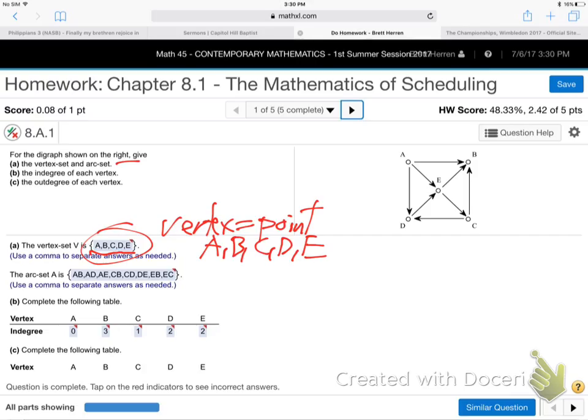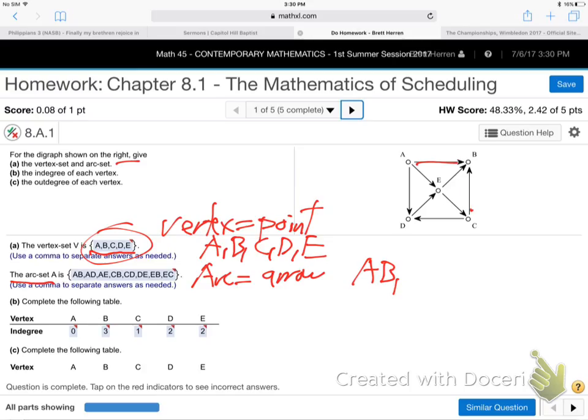And then the next part says, give the arc set. An arc is an arrow. So the arc set means list all the arrows. So like, what's this arrow first off? That's arrow AB. Because it goes from A to B. It's not BA, it's AB. Because it starts at A and goes to B, right? These are directed, so the order matters. AB would be different than BA. BA would be an arrow going from B back to A, right? That'd be a little different. So that's arrow AB.